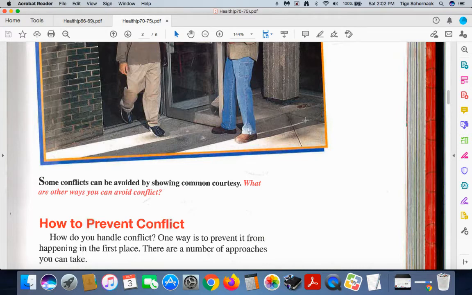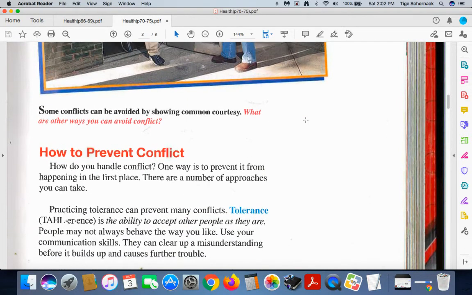Unpause. Okay, how to prevent conflict. How do you handle conflict? One way is to prevent it from happening in the first place. There are a number of approaches you can take.